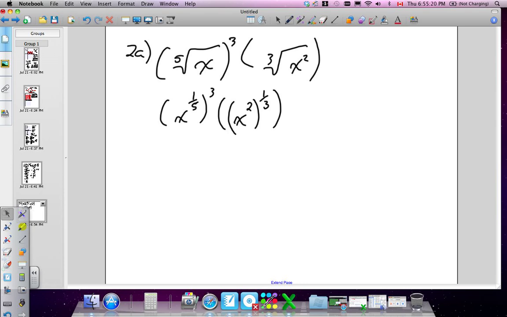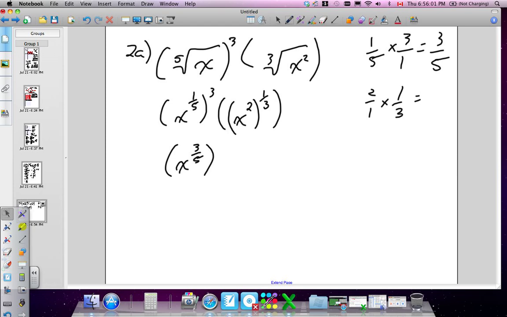Now, this is a power rule. In other words, you have to multiply these numbers because it's a power of a power. So I'm going to get x to the power of, what is 3 times 1/5? You don't have to change the fraction, you just have to make it a fraction. 3 is the same as 3 over 1, so you get 3 over 5. You just multiply by the top number. You've got to know your fraction rules, because if you don't know them, this stuff will confuse you a lot. Same idea here: 2 over 1 times 1 over 3 is 2 over 3. So we have x to the power of 2 over 3.